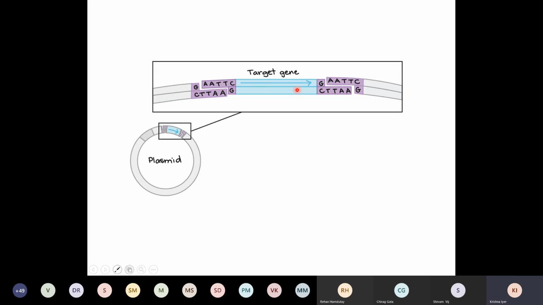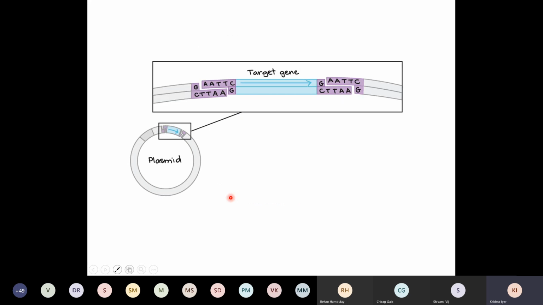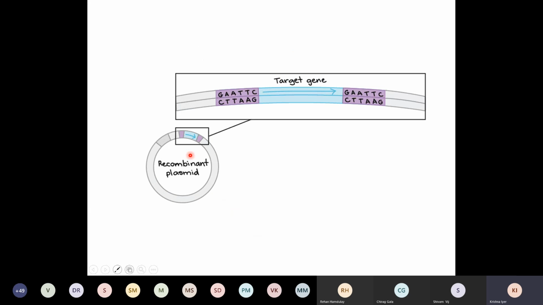Now all I have to do is treat this system with ligase. I know what ligase does: every time there is a break and there is an OH and a phosphate, it uses ATP and makes a phosphodiester bond. So what will happen if I treat this with ligase? I'll get a piece of DNA which is now perfectly integrated, and I've got a recombinant plasmid which is now carrying my gene of interest. Are you seeing how I have made the recombinant plasmid?